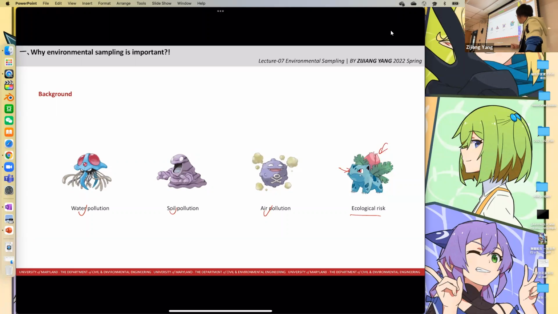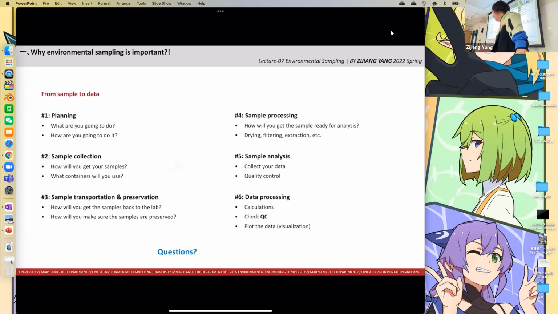For the pollutants in the animals or in the biota, we usually care about ecological risk, and I will be talking about this in the organic chemistry unit. Basically, we are interested in how to sample the pollutants from this medium. And this is the problem of going from sample to data.